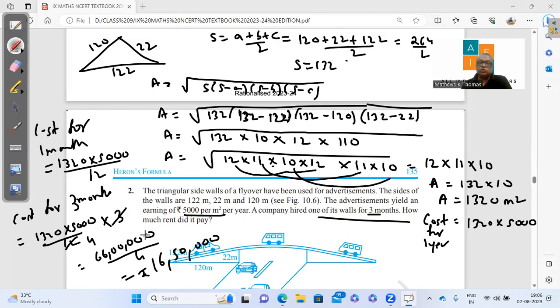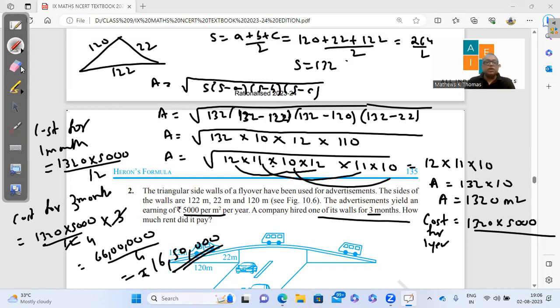This is the cost for 1 month. The total cost for 1 year is this. Divide by 12, you get for 1 month. Multiplied by 3, you get for 3 months. So what we have done, we have taken out the total cost of the year divided by 12 to get for 1 month, then multiplied by 3. When we do the calculation, we are going to get 16,50,000. So that's the money that you have to pay for hiring the walls for 3 months. Okay, I hope that's clear.